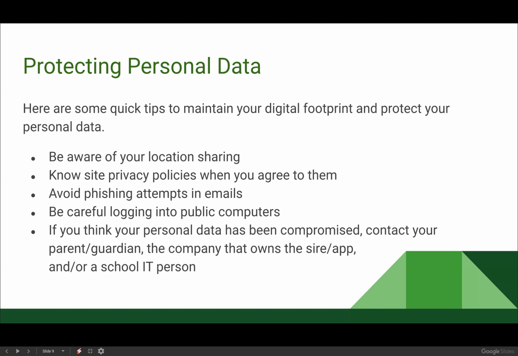Anytime you log into a public computer, it's usually best to log out after you're done. Make sure that you haven't saved any password or anything.